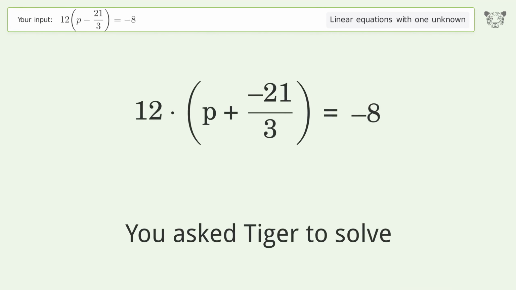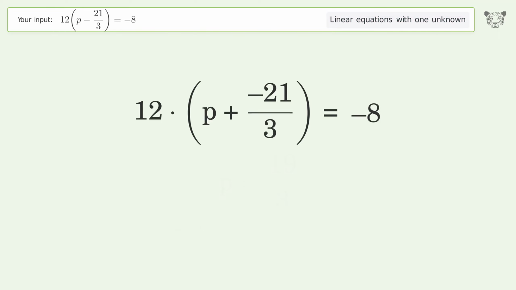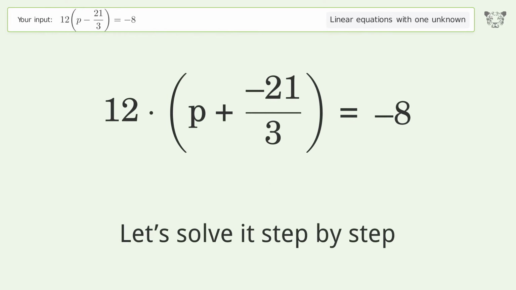You ask Tiger to solve. This deals with linear equations with one unknown. The final result is p equals 19 over 3. Let's solve it step by step.